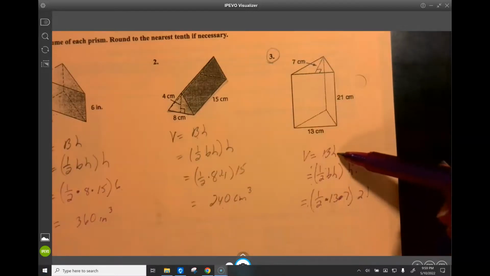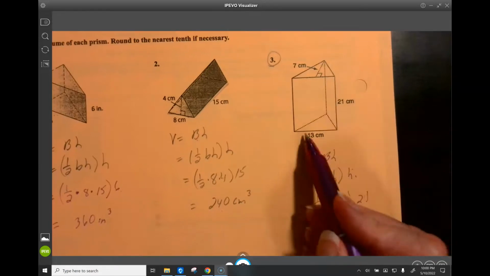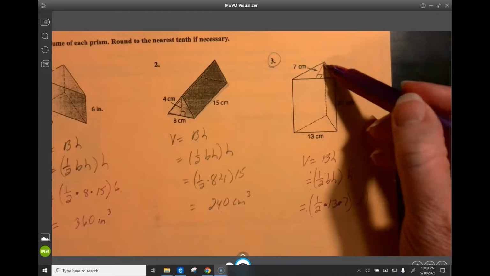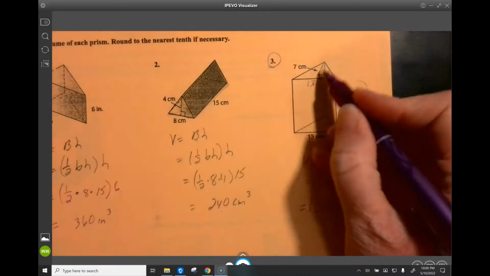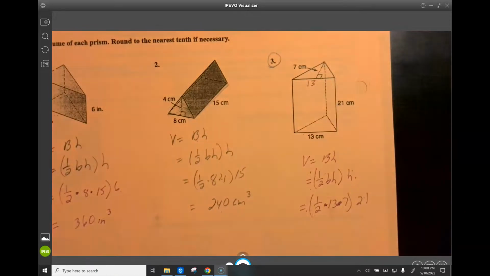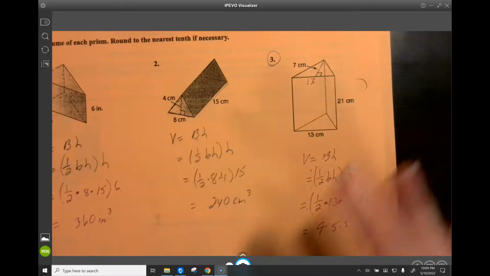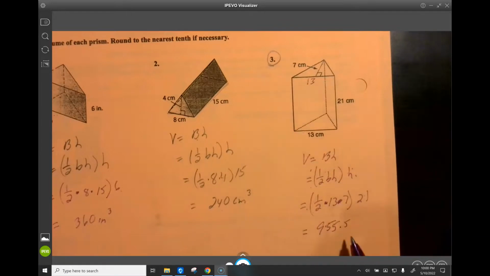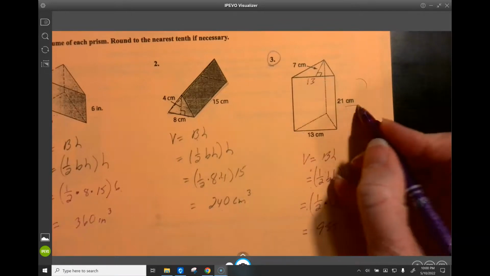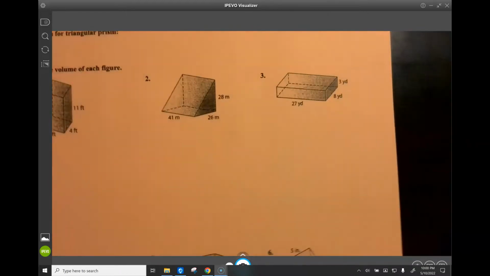So again, area of the base times the height. The area of the base is a triangle times the height. So 1/2 times 13 is your base, because that's the same as the side up here. And your height is 7. And then you're going to take it times the height of your prism. And now you're just going to multiply using your calculator. I got 995.5. No, I didn't. I got 955. Sorry, can't read a calculator. 955.5 centimeters cubed. Yay! See, nothing difficult.